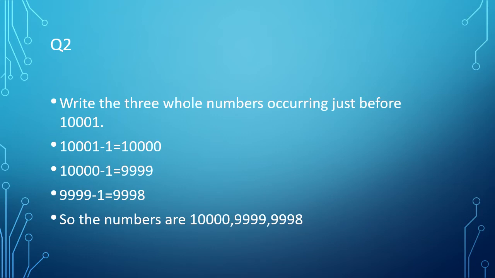Write the 3 whole numbers occurring just before 10,001. To find the previous number, subtract 1 from the given number. So 10,001 minus 1 is equal to 10,000. 10,000 minus 1 is equal to 9,999. 9,999 minus 1 is equal to 9,998. So the numbers are 10,000, 9,999, 9,998.